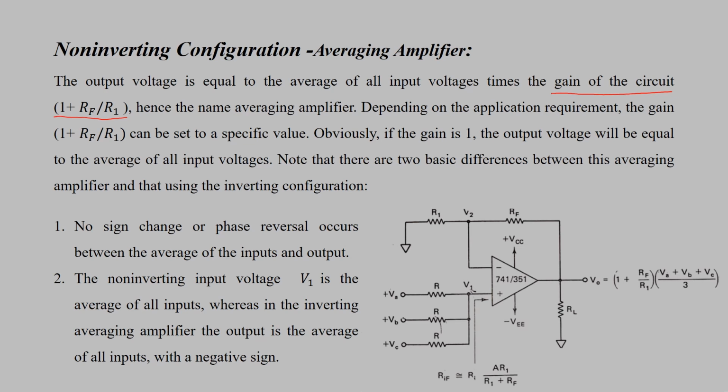This is the basic difference between this and the averaging amplifier of the inverting configuration. So, no sign change or phase reversal occurs between the average of inputs and outputs. That was the case with the inverting configuration. The non-inverting input voltage V1 is the average of all inputs, whereas in the inverting averaging amplifier, the output is the average of all inputs with a negative sign.